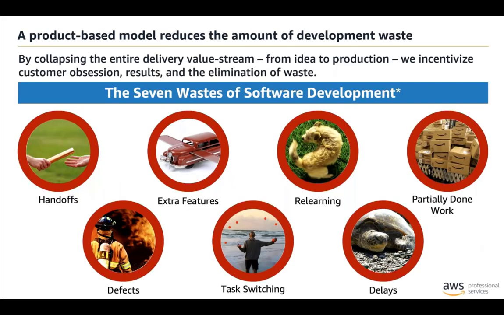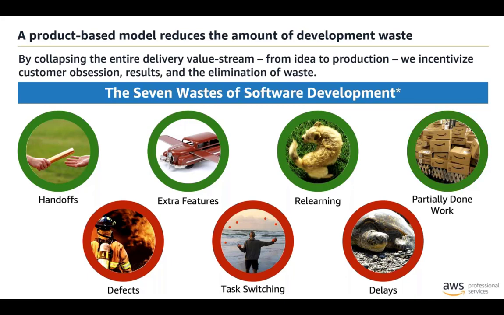By collapsing the traditional idea to value stream, we remove and improve each of the 7 areas of development waste. Handoffs are minimized as all of the skills and roles required to deliver our product are now contained within each product team. Extra features are minimized because we have a cross-functional team of business and IT resources with diverse experiences and perspectives obsessing over the customer. Relearning is minimized because the product team is dedicated with a stable team of resources supporting the entire life cycle.